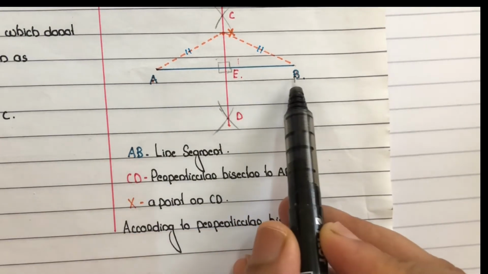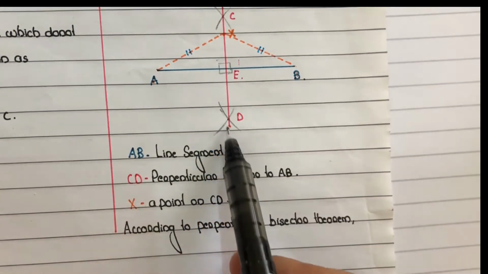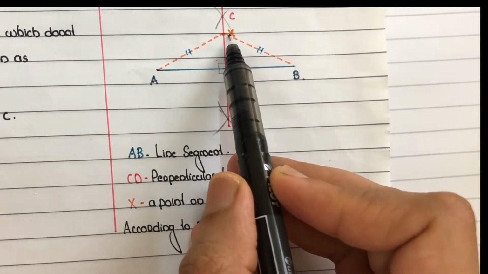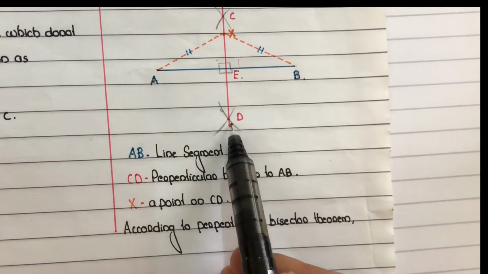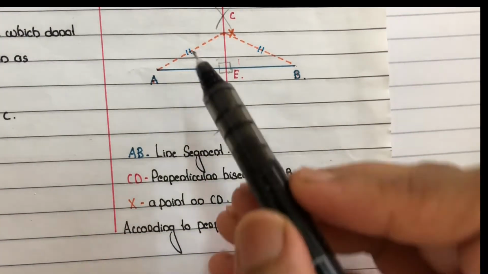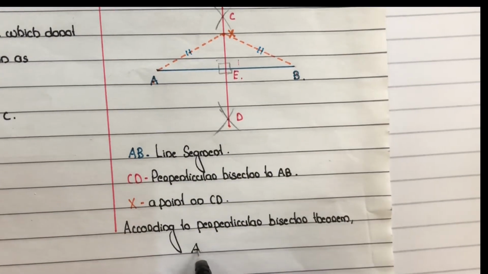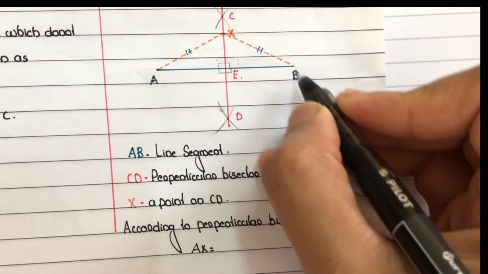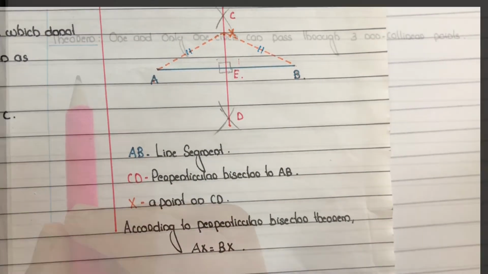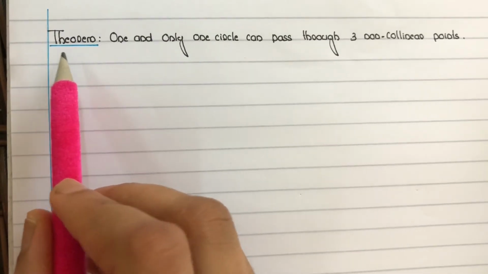Consider a line segment AB, then CD perpendicular bisector to AB. Now X is a point on perpendicular bisector CD. Then according to perpendicular bisector theorem, AX equal to BX. Now we can prove this theorem.